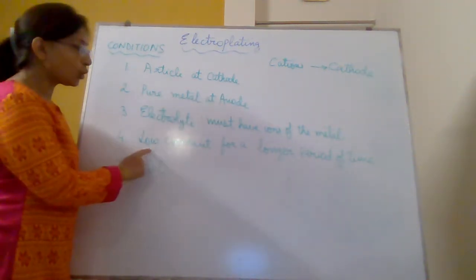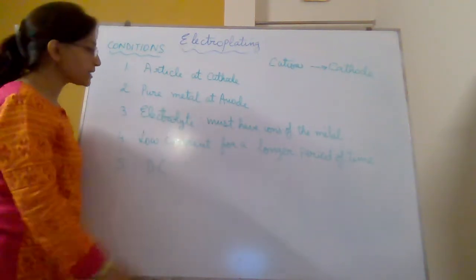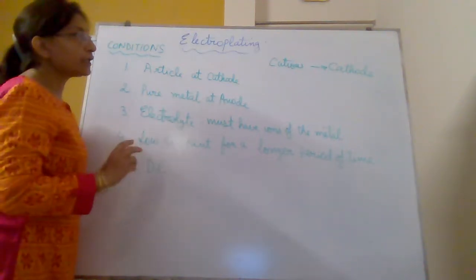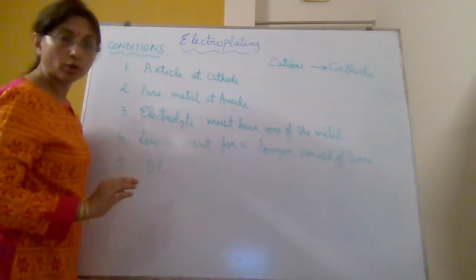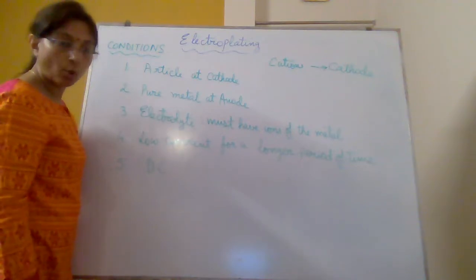Then fourth, a low current for a longer period of time must be there. Otherwise, if we take a higher current for a shorter period of time, then a thick and non-uniform layer of metal will be obtained at the article, which will defeat the whole purpose.